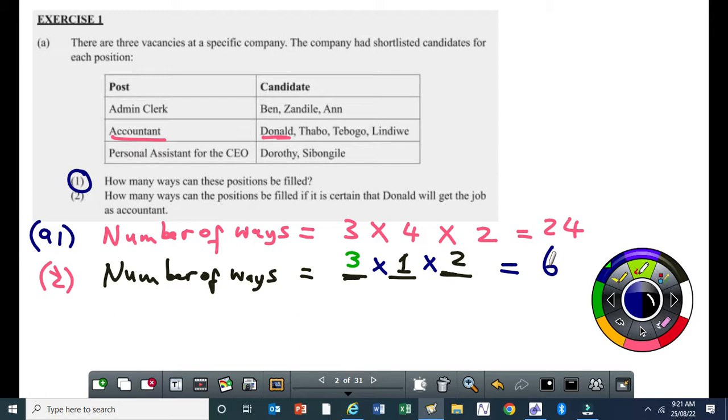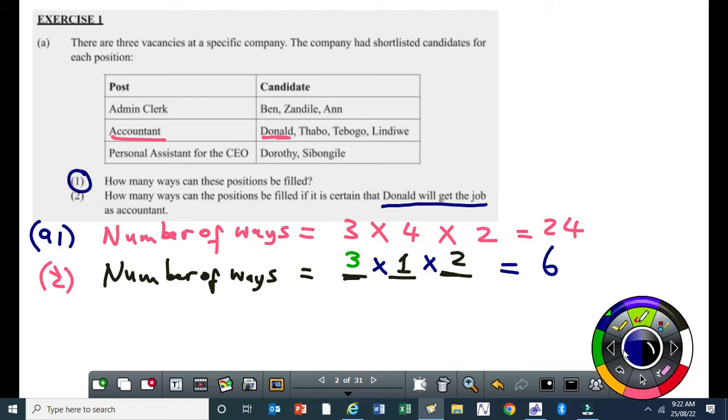Because this topic is a little bit tricky, and I'm telling you this from experience. Sometimes it doesn't have a specific formula to get the answer. You just have to use common sense. So here, there are 4 people for the accountant position. But for the second question, there is a restriction which says Donald will get that post. Which means the other 3 stand no chance. They can never get it. It's for Donald.